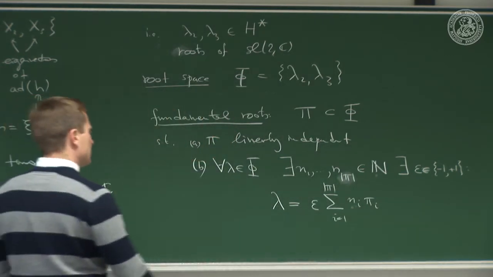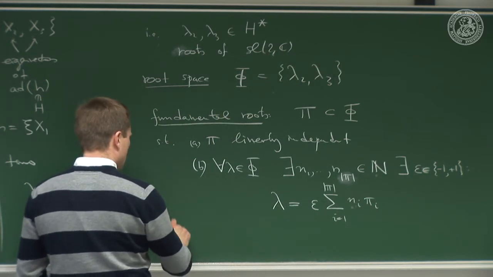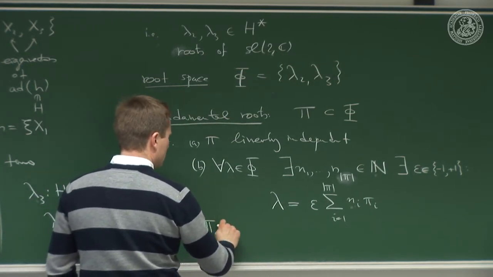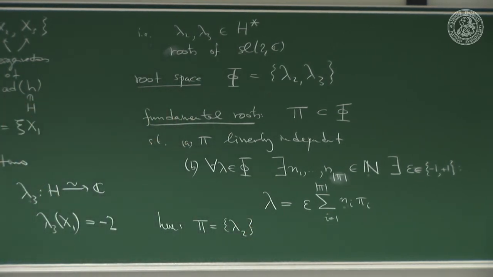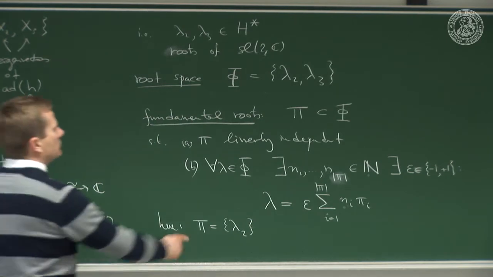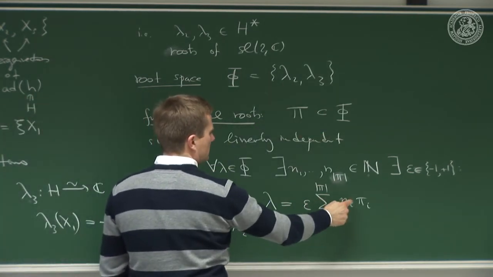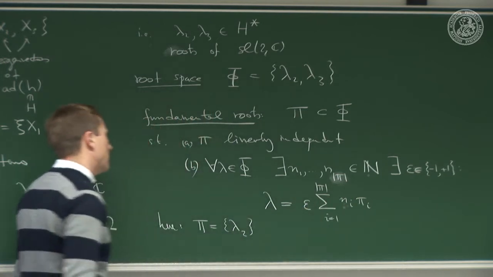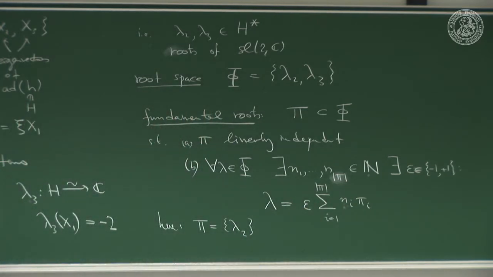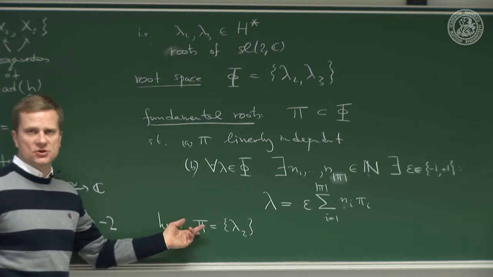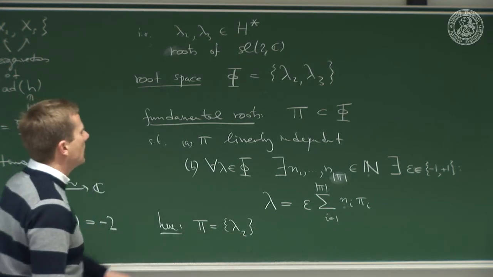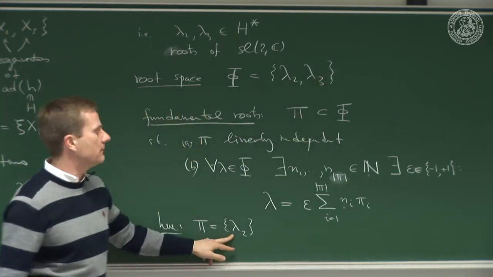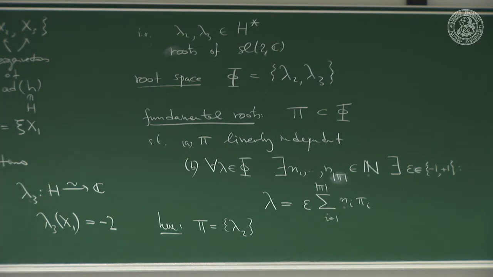And well, now in this case here, it's particularly easy. So here, we choose pi to be, for instance, the root lambda 2. Because obviously, the other root I get by this rule by just taking this to be 1 and this to be minus. And we could have equally chosen, that's a good example here, the choice of fundamental roots is not unique. We could have equally well chosen lambda 3 to be the fundamental root. But, well, we make this pick. This is the fundamental root.